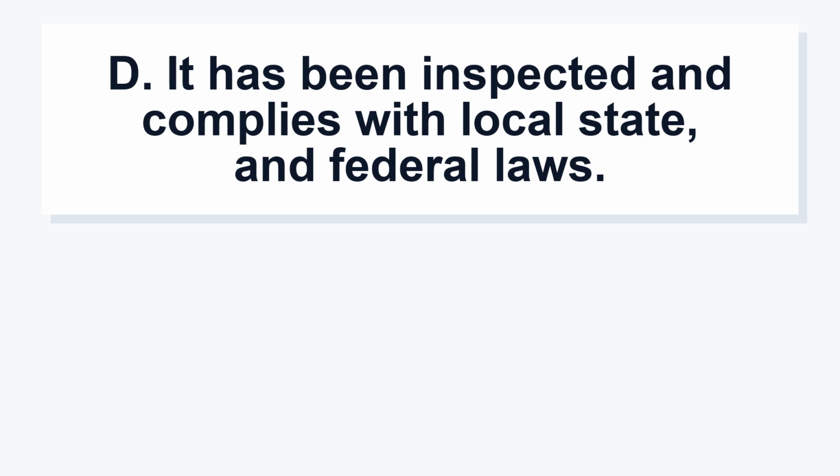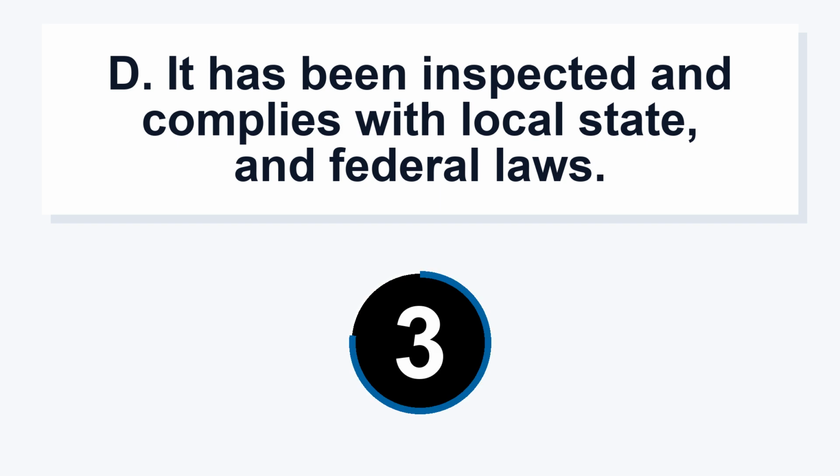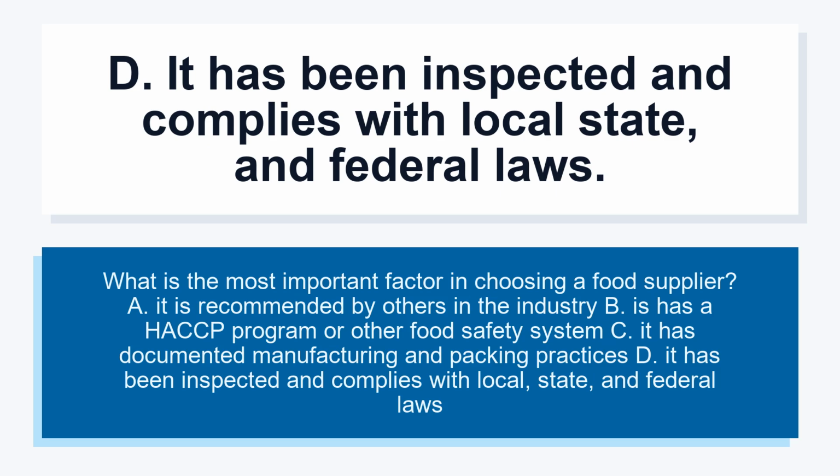It has been inspected and complies with local, state, and federal laws. What is the most important factor in choosing a food supplier? A. It is recommended by others in the industry. B. It has a HACCP program or other food safety system. C. It has documented manufacturing and packing practices. D. It has been inspected and complies with local, state, and federal laws.